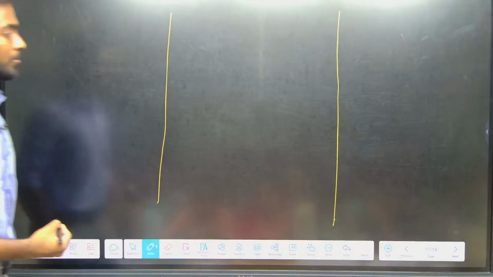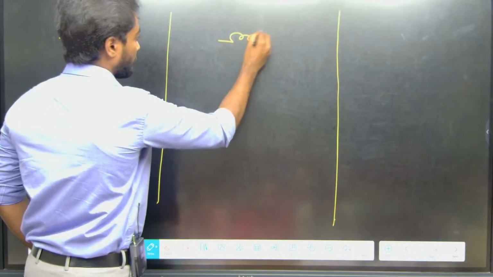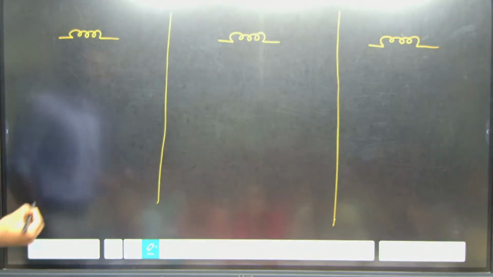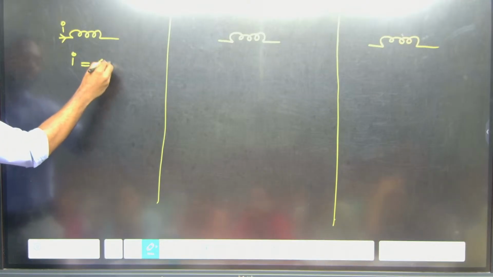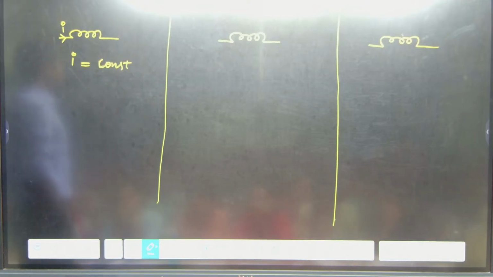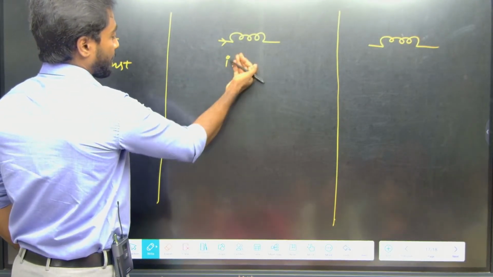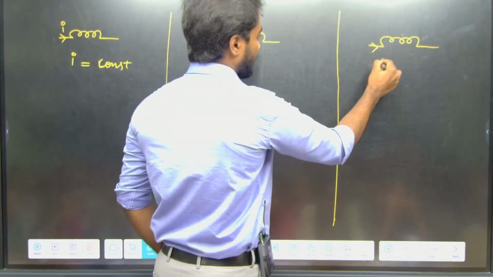Okay, listen. So we'll talk about the three cases. So let me take the inductance, where the current is flowing, it is I. Let me take it's a constant current. The first case is constant current. Second case is current is increasing, and the third case is current is decreasing.